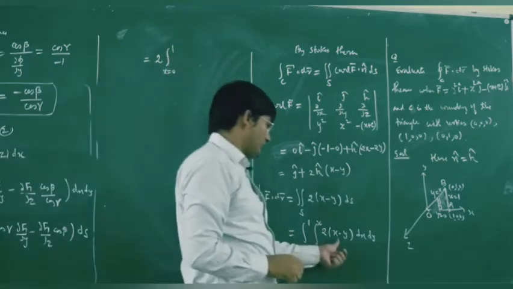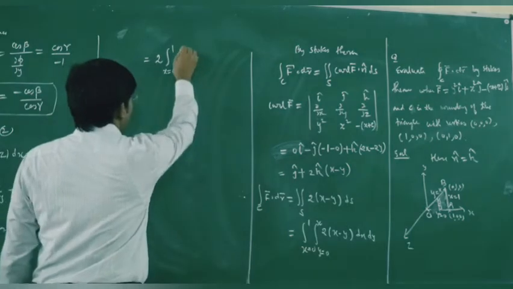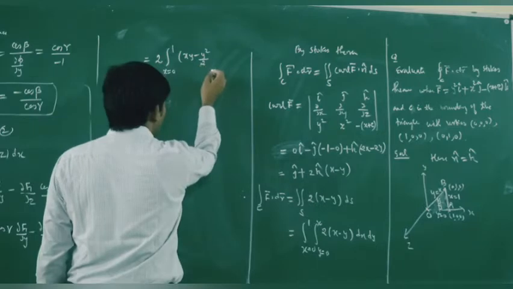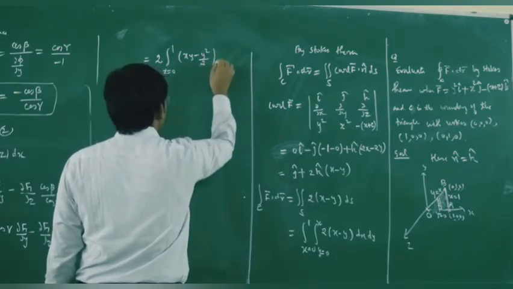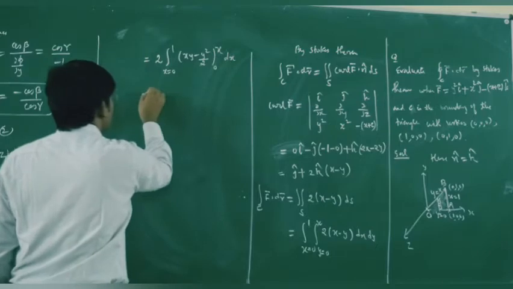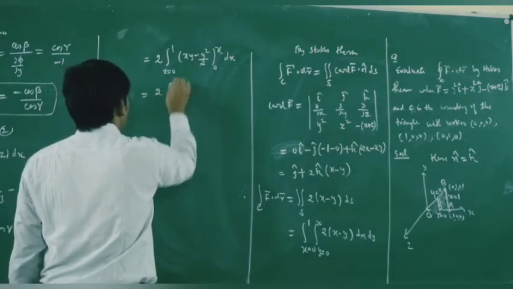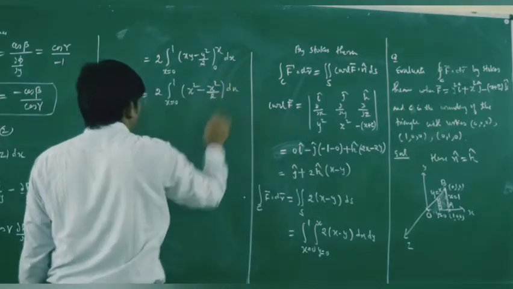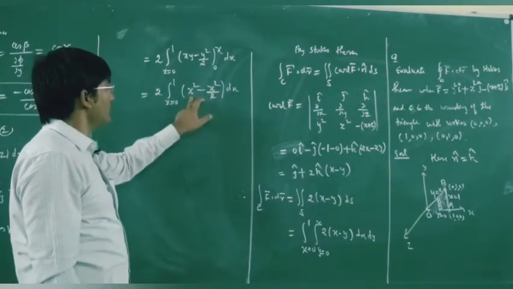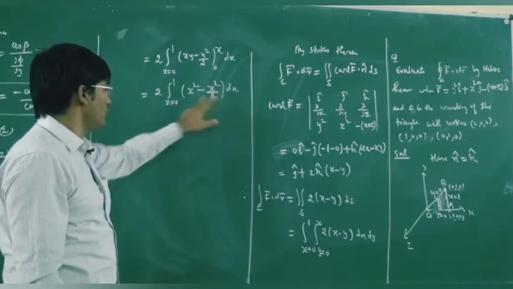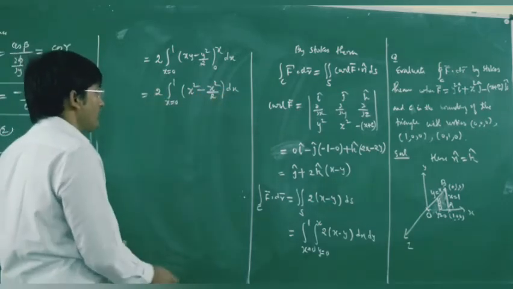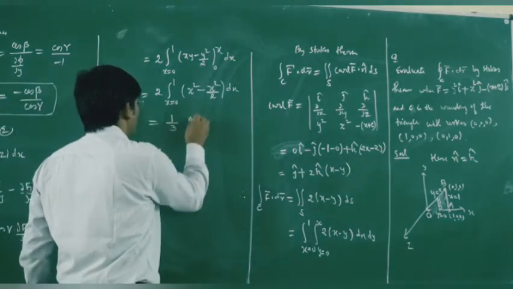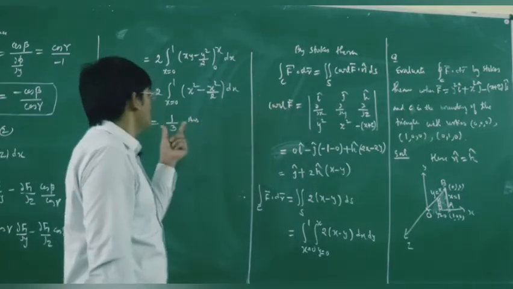This is equal to 2 times the integral of x from 0 to 1. Let us integrate with respect to y first. So this will be x y minus y square upon 2, with limits from 0 to x, and then the integration with respect to x. So this is x square minus x square upon 2 into dx, which is 2 times x square upon 2. So this 2 will get cancelled, and integration of x square will be x cube upon 3. If you put the limits, then we will have 1 by 3. So the value of this line integral is equal to 1 by 3.